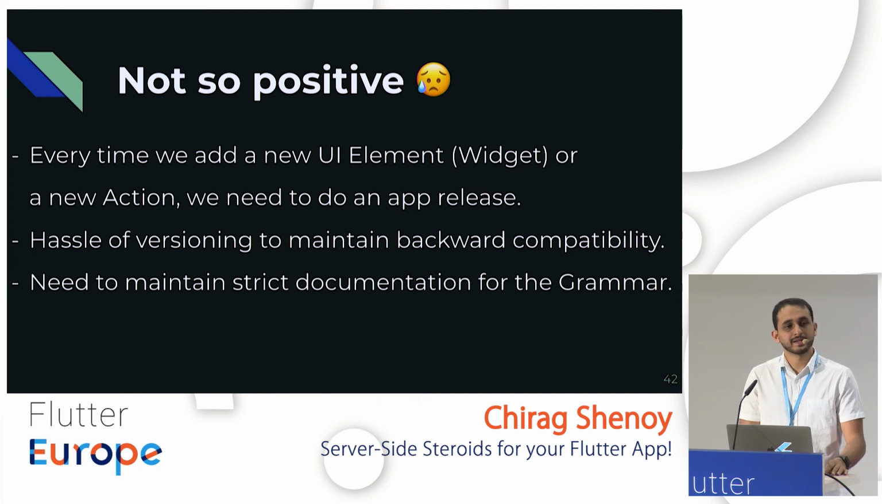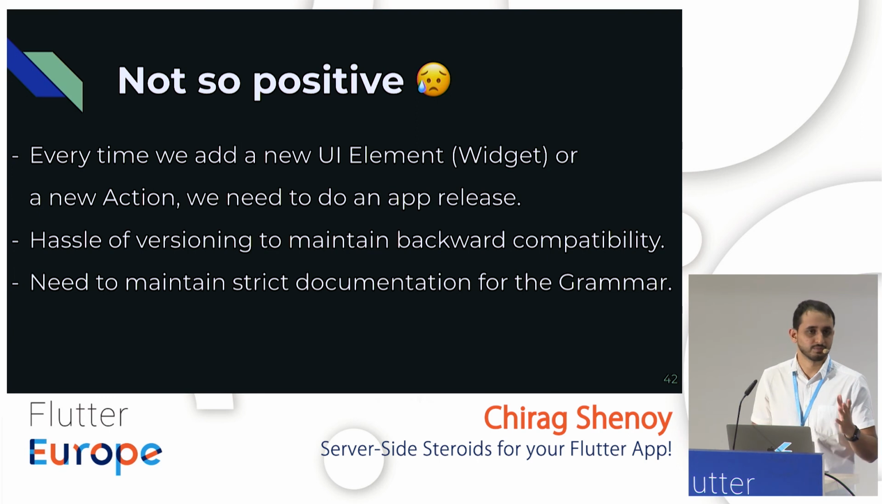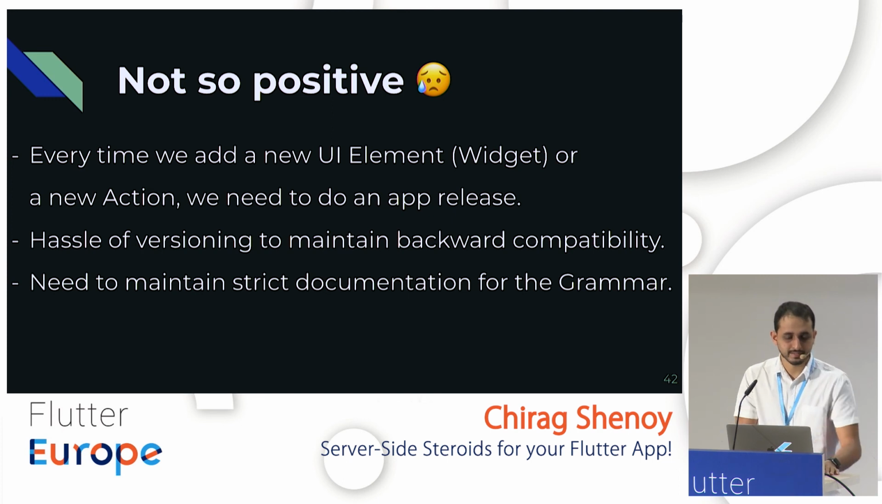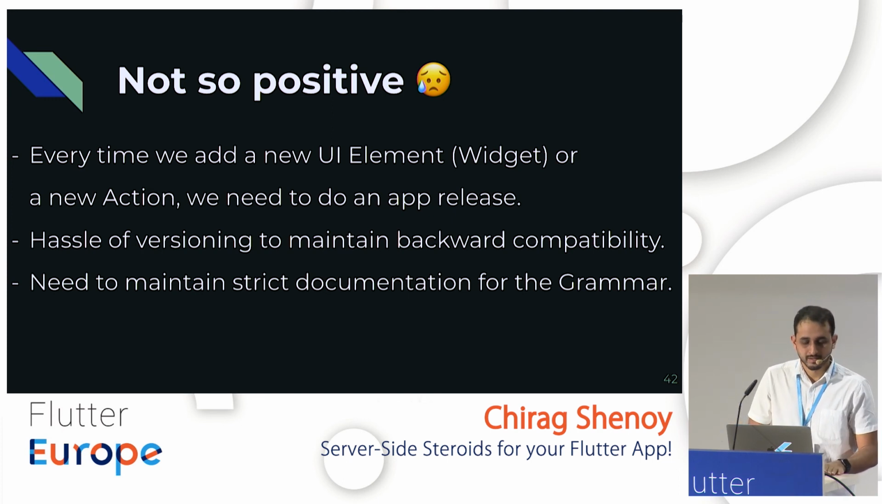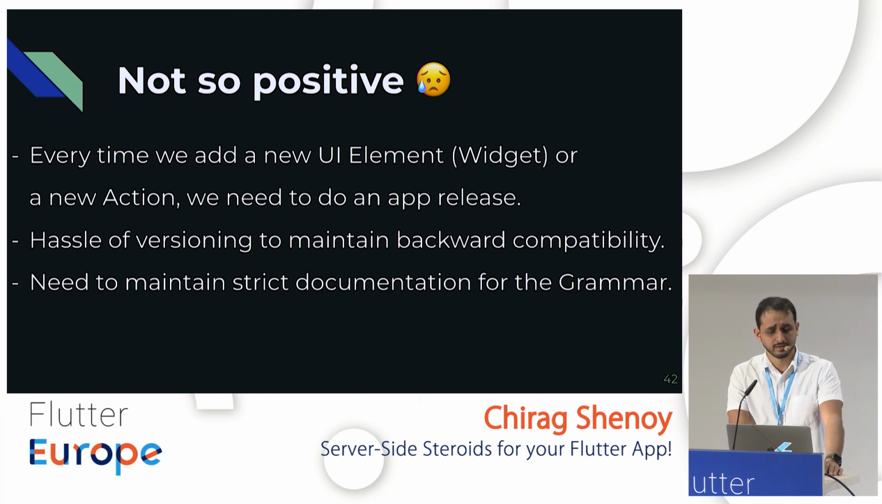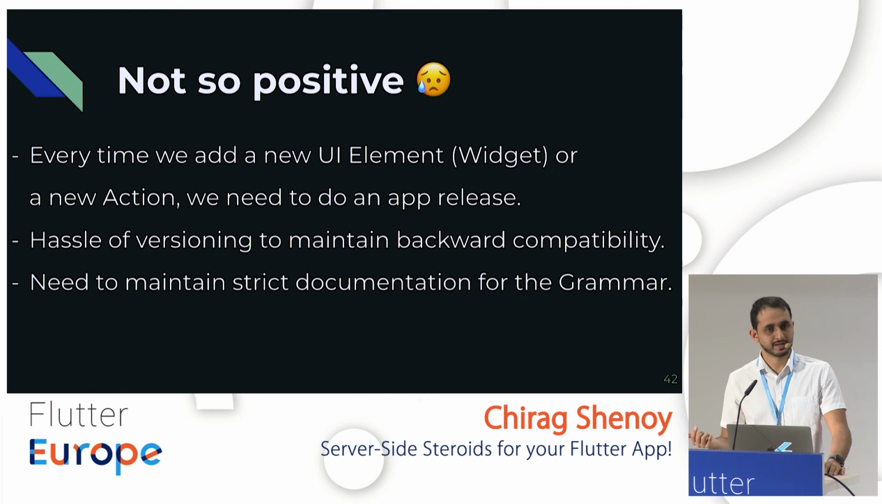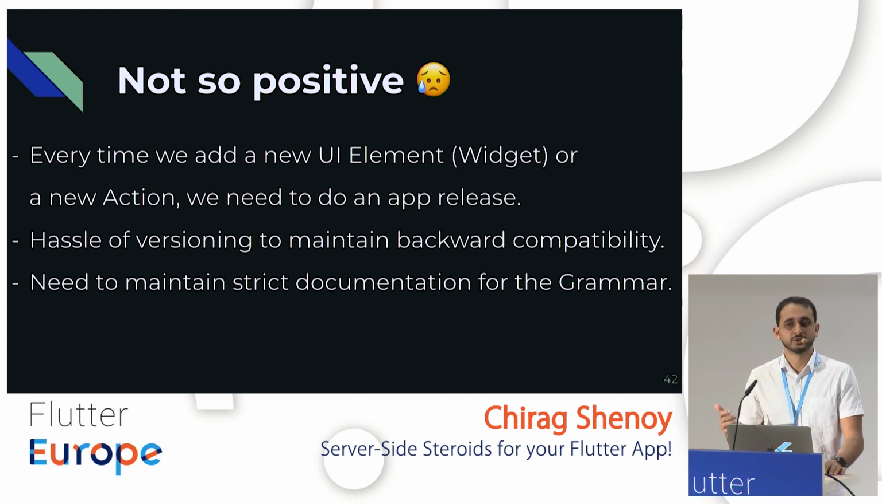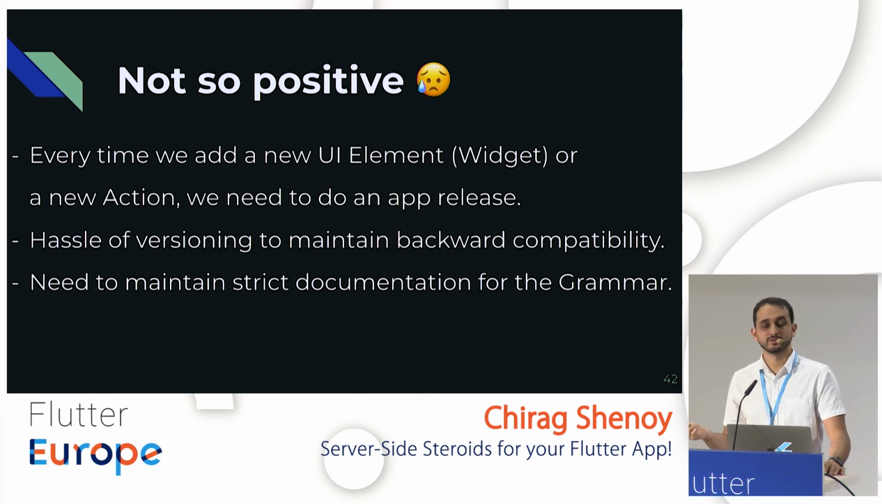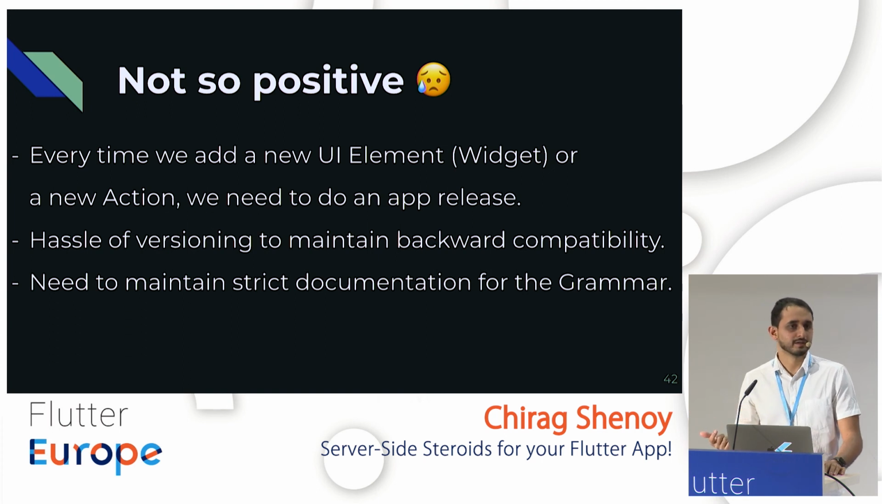So there is no way that we can use a sized box if we have not already created a sized box layout and drawable inside the app. So for that, we would have to do a new app release, and the same goes with actions. And then you have the hassle of versioning to maintain backward compatibility. Since this is completely driven from the backend, we need to make sure which version of the clients uses what sort of grammar.